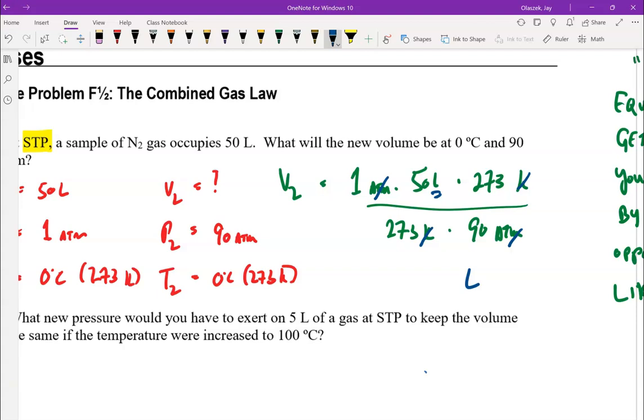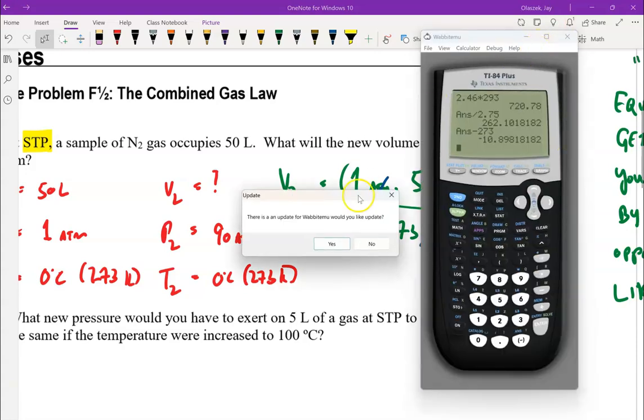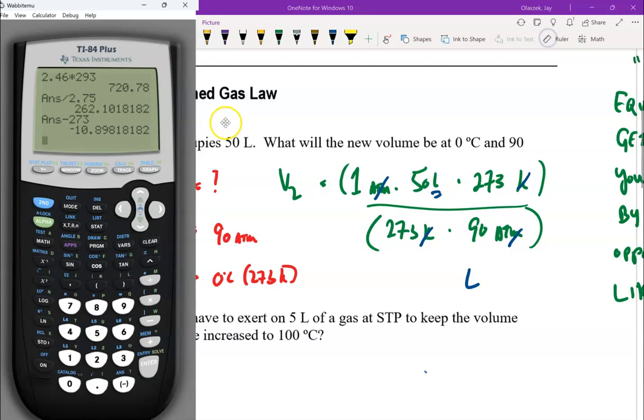I'm going to instruct my calculator to do everything in parentheses so the order is correct. Let me show you what that looks like this first time, and then I'm not going to turn this on again because you'll have seen how it works. So in my calculator I'm going to put on the top in parentheses 1. I'm going to multiply this by 50. I'm going to multiply this by 273. I'm going to close the parentheses. Then I'm going to divide by 273 times 90. And I'm going to close these parentheses. This tells the calculator to do things in the right order. Take everything on the top, multiply it. Take everything on the bottom, multiply it, and then divide those two.